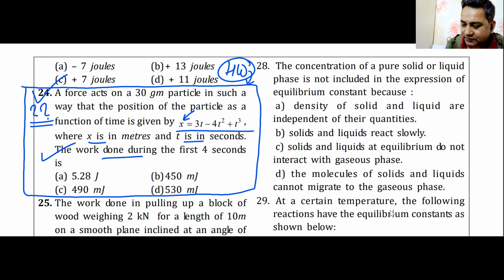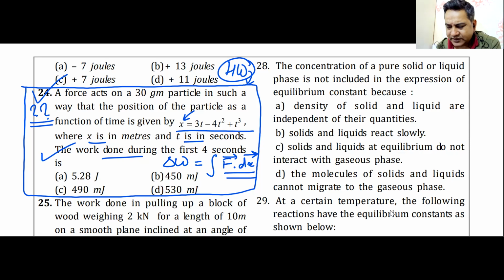So the hint is very simple. Why am I giving you this hint? Because you have to understand that there is nothing new in this question. Only the question is framed in a different way. The hint is, if I have to find out work done, the only formula I know for work done is the integral of F dot dx. And this is the same formula that I'm going to use. Nothing has changed there.